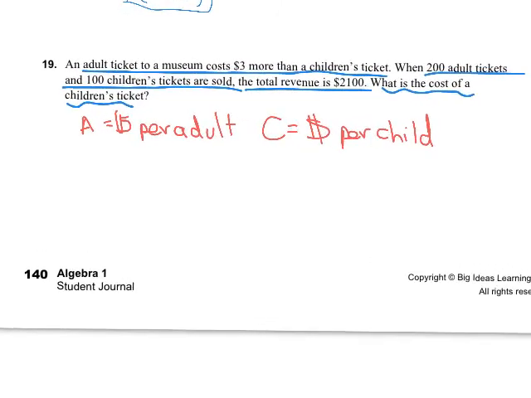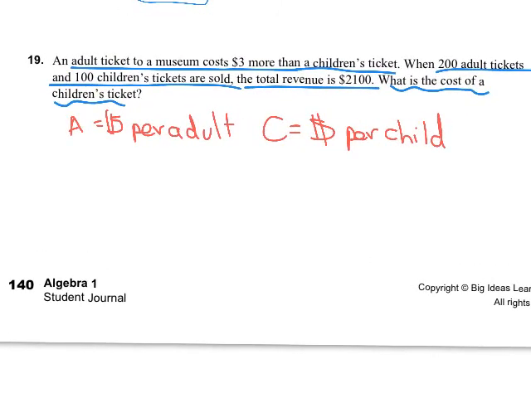So remember, last time we looked at these word problems, we talked about two totals. This time we don't really have two totals, right? We only have one total, and then we also have another piece of information. That other piece of information tells me that adult tickets cost $3 more than children's tickets. Okay? So let's make an equation for that.